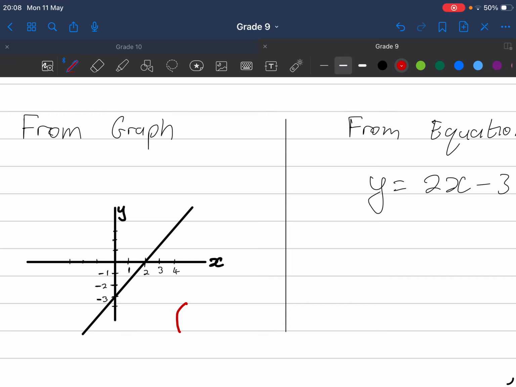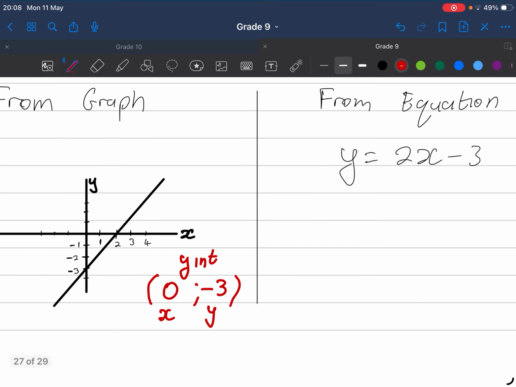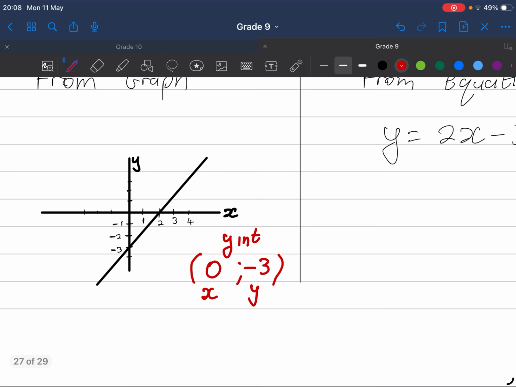So we'll need a coordinate, the y-intercept. So we need an x and a y value. But for the y-intercept, the x value is always 0, so put a 0 here. Now, looking at this graph, it touches the y-axis, the vertical axis, at this point. And what is this? -3. So my y is -3. So my x-intercept for that same graph was 2 and 0, and the y-intercept for the same graph is 0 and -3.